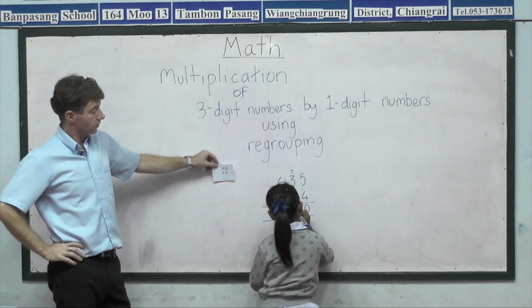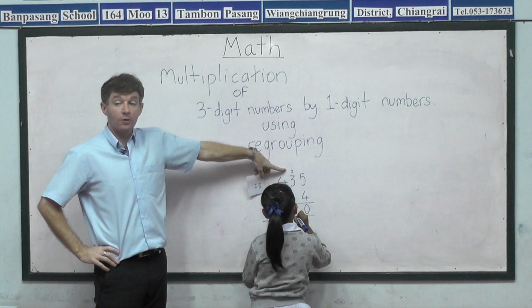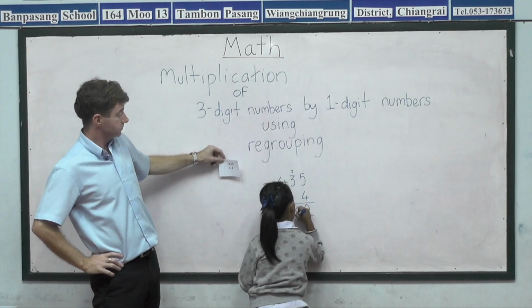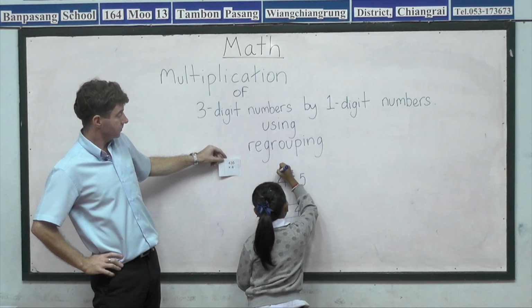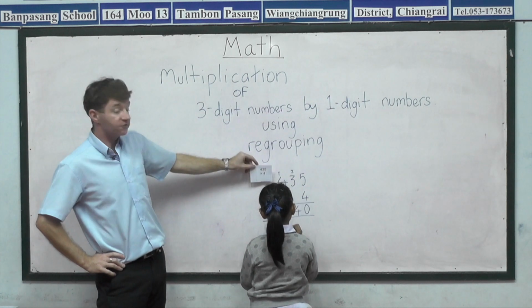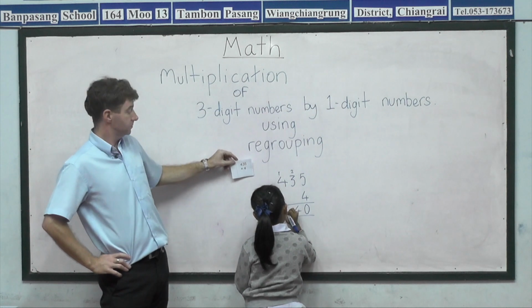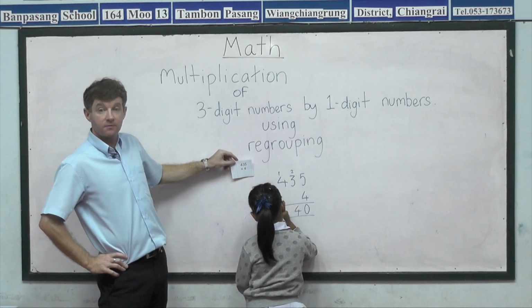Step 2, 4 times 3 equals 12, plus the 2 we carry over, 14. Carry over 1. 4 times 4 equals 16, plus 1 equals 17.